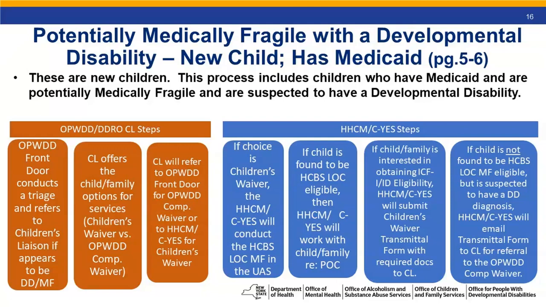It's in the DDRO manual. It lists out the initial requirements for ICF-I eligibility, and also the health home care manager must fill out the children's waiver transmittal form. If the child is not found to be HCBS level of care medically fragile eligible, but is suspected to have a DD diagnosis, the health home care manager or CES will email the transmittal form to the children's liaison for referral to the OPWDD comprehensive waiver.